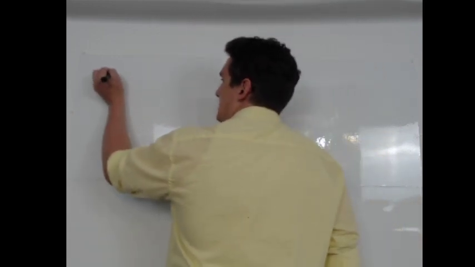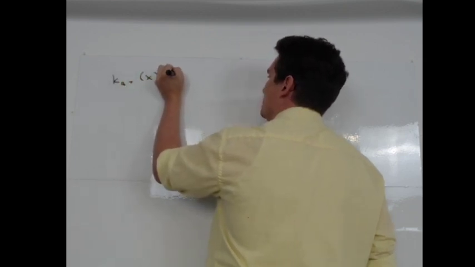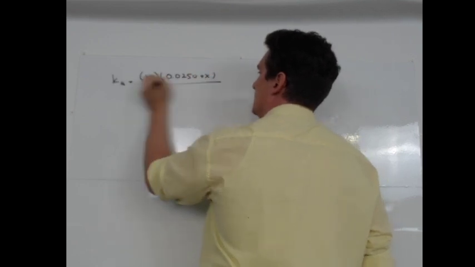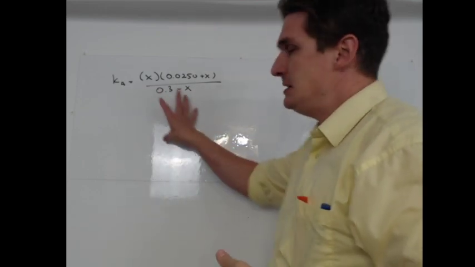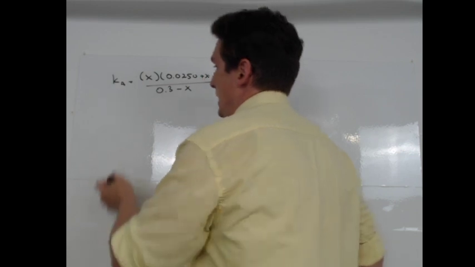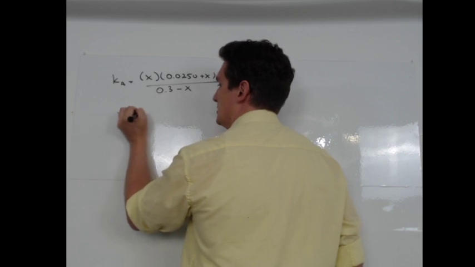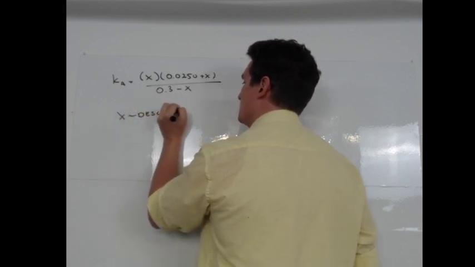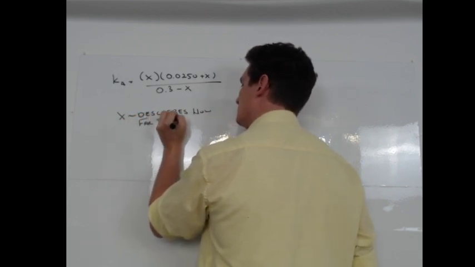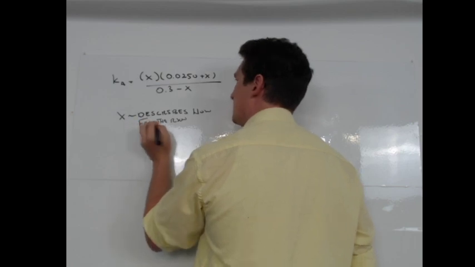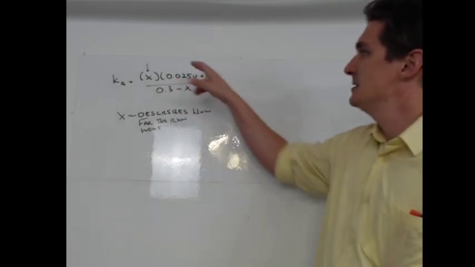So generally when we do an acid-base problem, we'll get something like this. Ka equals x times 0.0250 plus x, all over 0.3 minus x. So this is just a mathematical expression. Ka here is our equilibrium constant, x is our extent of reaction. So x describes how far the reaction went. X here, for our previous example, was the concentration of H+, the concentration of the conjugate base.